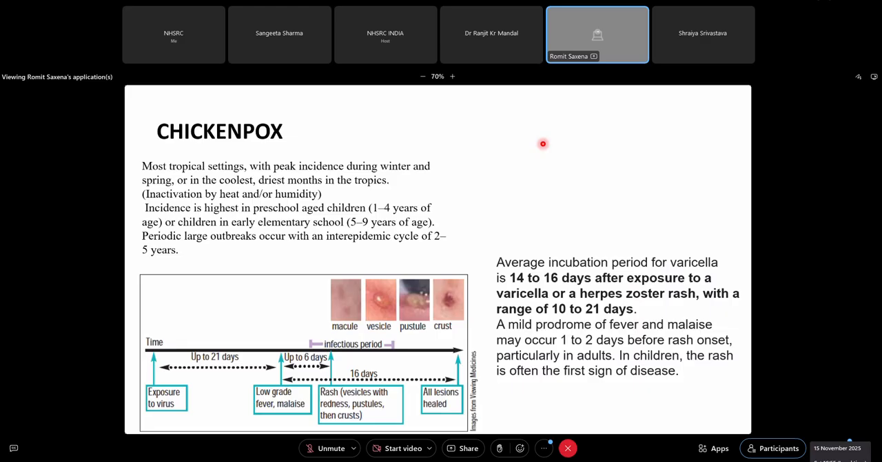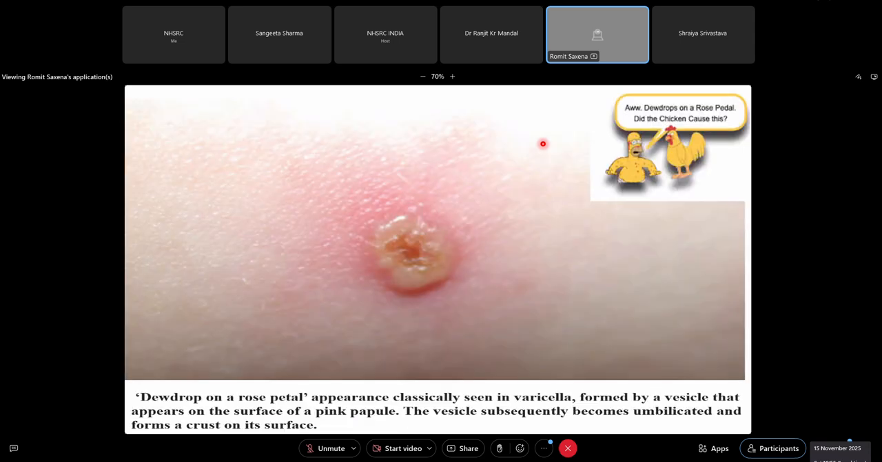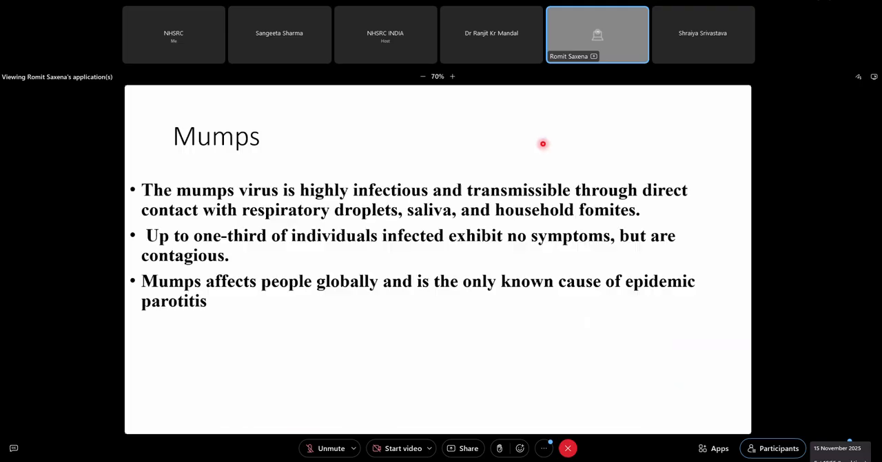Similarly, chickenpox: you can get a history of contact, and you know that after 2.5 weeks of exposure, you will have a rash. And this is an example of a dewdrop on a rose petal, the characteristic appearance, and this vesicle will thereafter become umbilicated and form a crust on the surface. And this is how it will look ultimately.